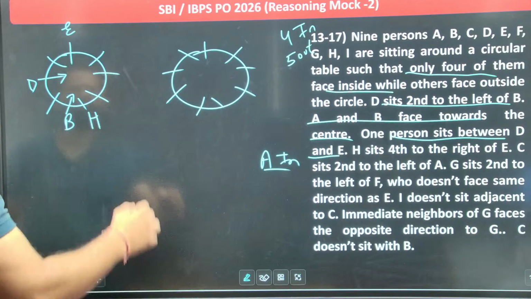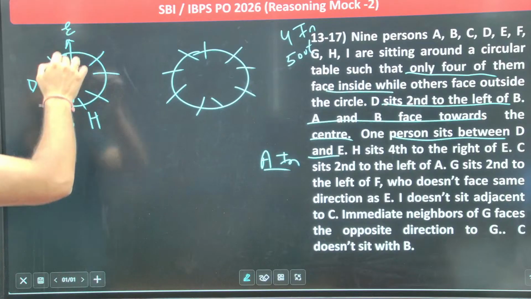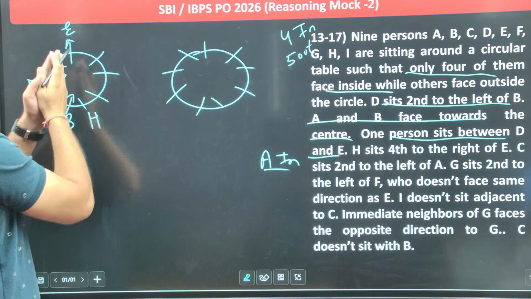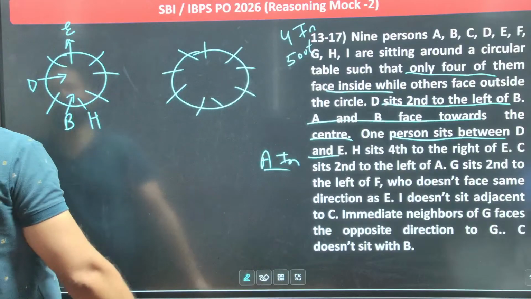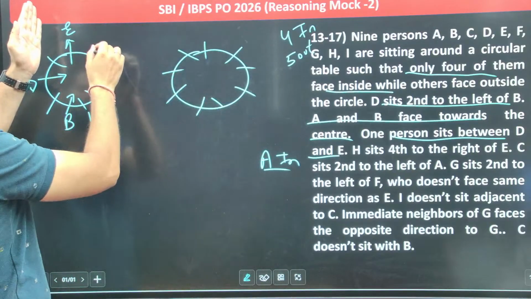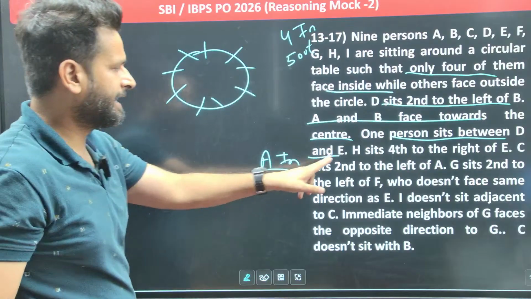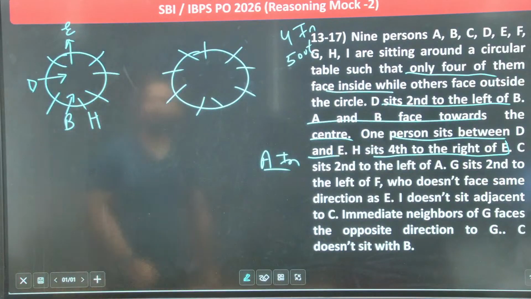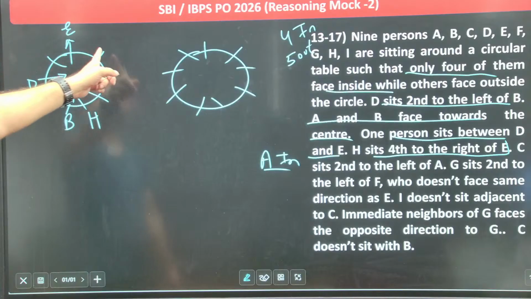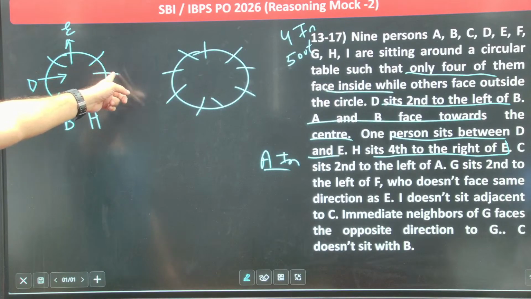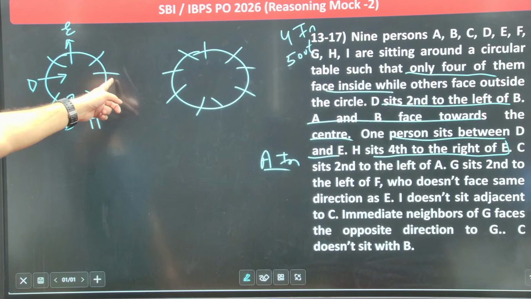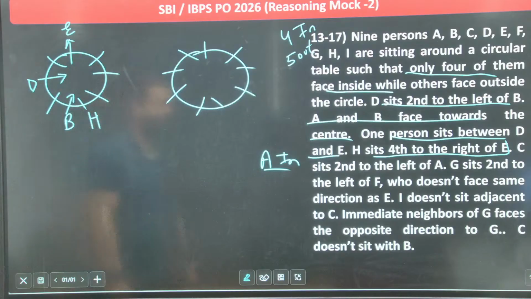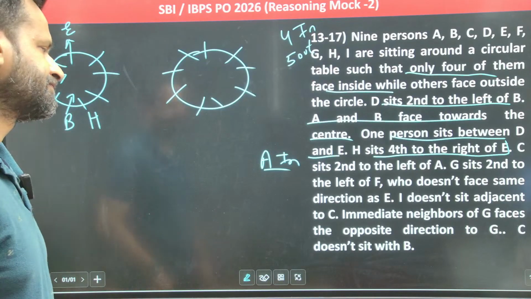H was fourth right of E. To make this fourth right, E has to face outside. If E is facing outside, this is right, this is left. So E's right, 1, 2, 3, 4. H is sitting fourth right of E. Is it okay? C is second to the left of A. A is facing inside. This can be A, this can be A, this can be A. This cannot be A. This can. Plenty of possibilities. Let's leave.